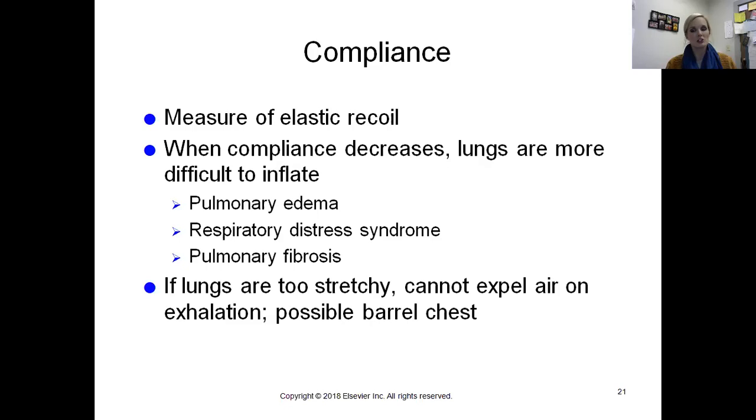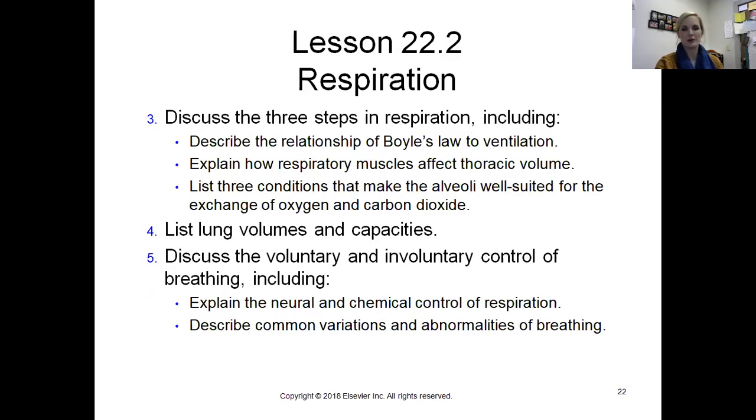Whereas if it's too stretchy, then it may be able to inflate very well, but it cannot expel air on exhalation. So you might see barrel chest syndrome. I think your book has a picture of barrel chest and what that looks like on page 414. So you can see a patient who is displaying barrel chest may have elastic recoil that is too stretchy. Okay, so that's what compliance is. I would definitely be familiar with what compliance is, and how it's that measure of elastic recoil.